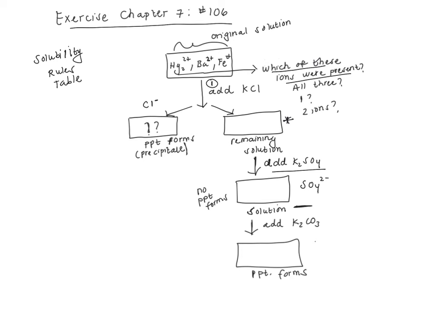Okay, so first step we added potassium chloride, we got a precipitate. Second step we added potassium sulfate, we didn't get a precipitate. And then in our third step, we obtained a precipitate when we added potassium carbonate. So of the remaining ions, which one forms a precipitate with our carbonate? So using these concepts and the solubility rules table, you should be able to write down your net ionic equations and to determine what ions were present in the original solution.